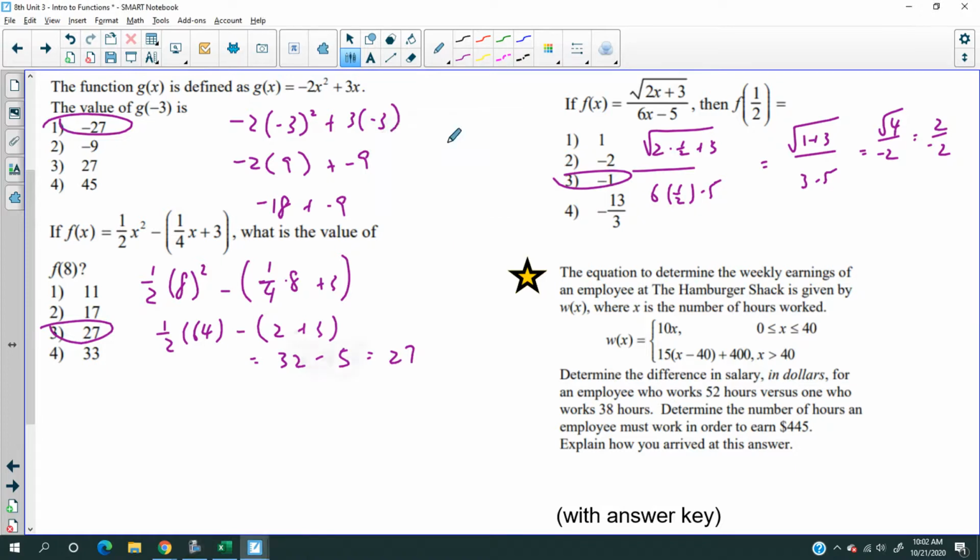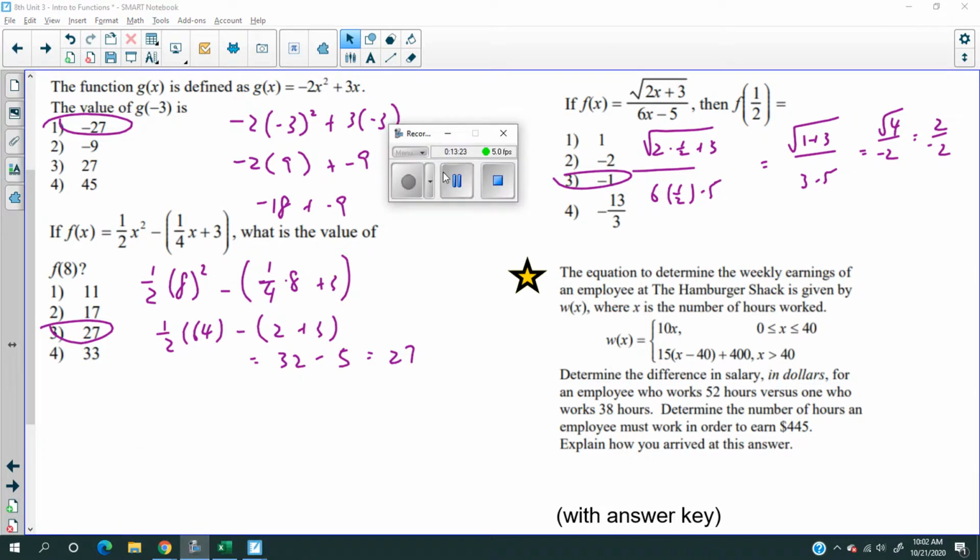So try this one on your own. I really want you to try this one on your own, all right? When you come back, I will show you the answer key, okay? So press pause right now.